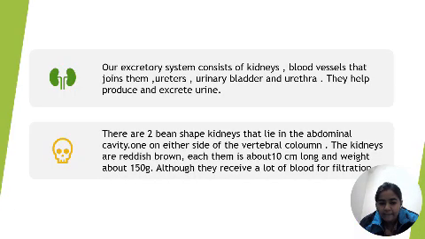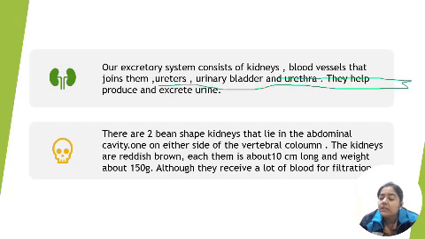Now, moving next. Our excretory system consists of the kidneys, blood vessels that join them, ureters, urinary bladder, and urethra, which keep producing and excreting urine from the human body. A question that may come in the examination is: what are the parts of the human excretory system? We have to mention the two bean-shaped kidneys, one on either side of the vertebral column. The kidneys are reddish brown in color. Each of them is 10 centimeters long and weighs 150 grams, although they receive a lot of blood for filtration.